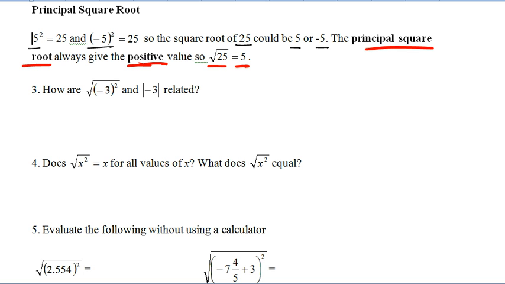Okay, let's have a look at 3 here. So how are these two things related? Well, first let's figure out what they equal. -3 squared is going to be 9, so the square root of 9 equals 3. And the absolute value of -3 is also 3. Well, they're the same. They're both 3.